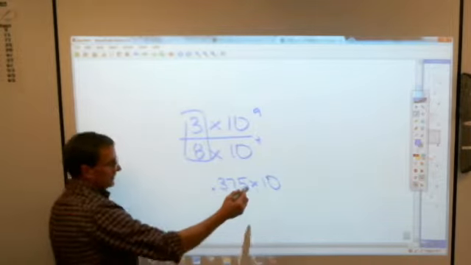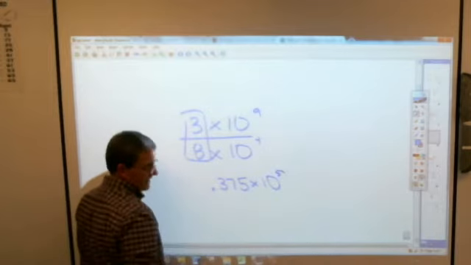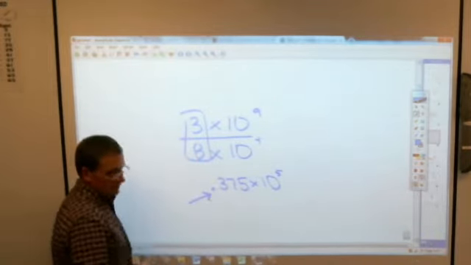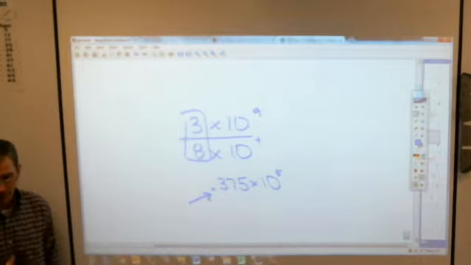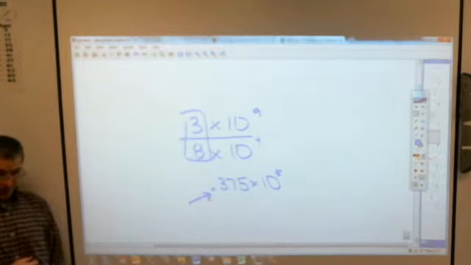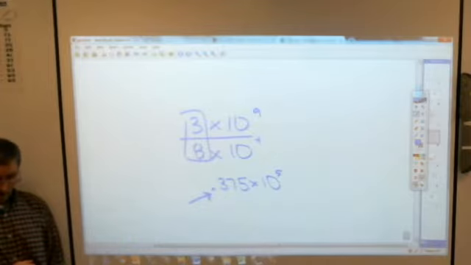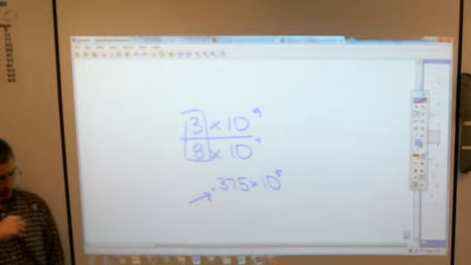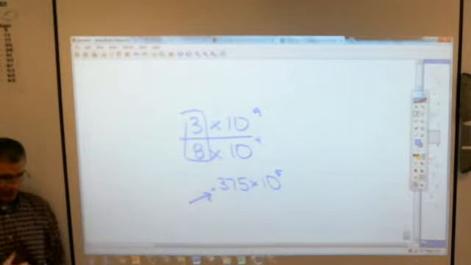5. Is this right? It is not, because this is not in scientific notation, because it's not a number between 1 and 10. I need to move decimals and change exponents. And again, remember, if you make the number bigger, exponent gets smaller. If you make the number smaller, exponent gets bigger. It's kind of like a flip-flop thing there.